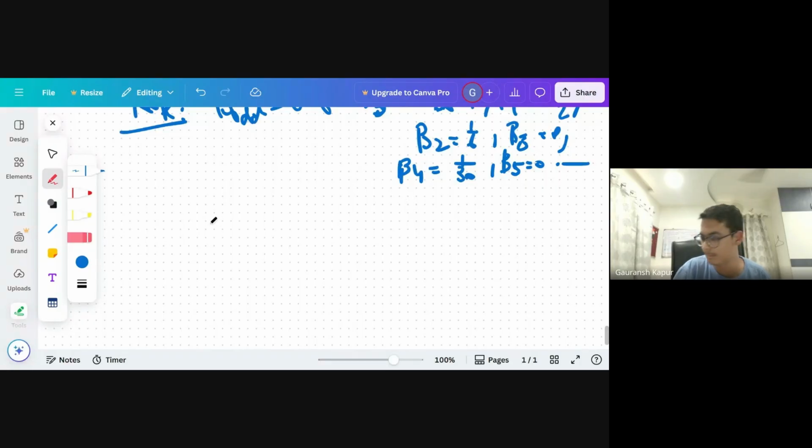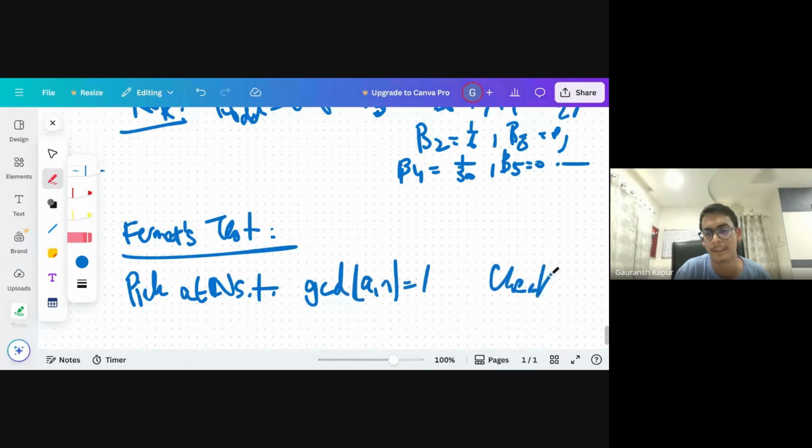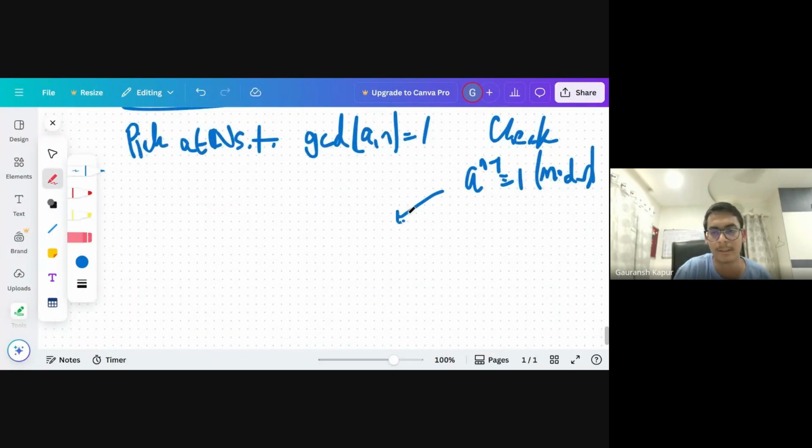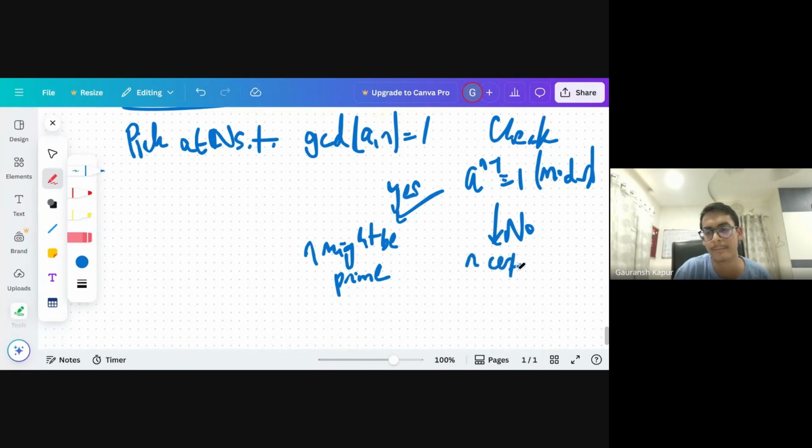So this was a short thing about Carmichael numbers, and I'll just state something about Fermat's test. The test was as follows. Let me just remind you. Pick an a such that the GCD of a and n is 1 for any number n, and we check if a to the power n minus 1 is 1 mod n. If this is true, then n might be prime. We don't know for sure because there are Carmichael numbers as well. But if this is not true, then n is certainly not prime.